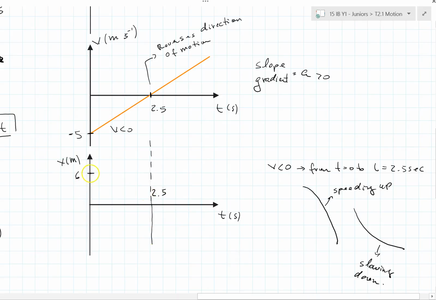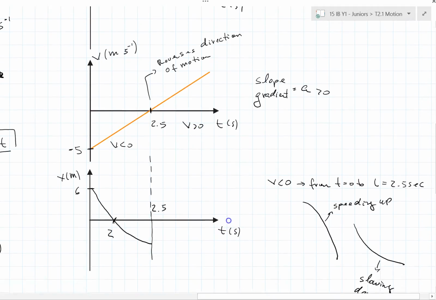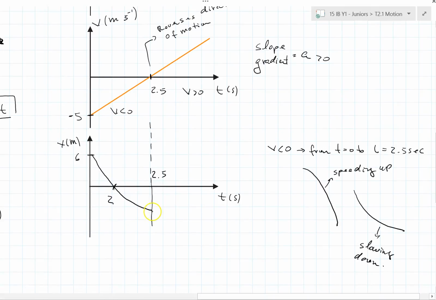From 0 to 2.5 seconds, our particle is going to be slowing down, and this is going to be 2 seconds. Now, after 2.5 seconds, now I have velocity positive and acceleration also positive. So now my object is speeding up, and I should now have something like this here. And this is the other 3 seconds. And my graph, of course, is completely out of scale.